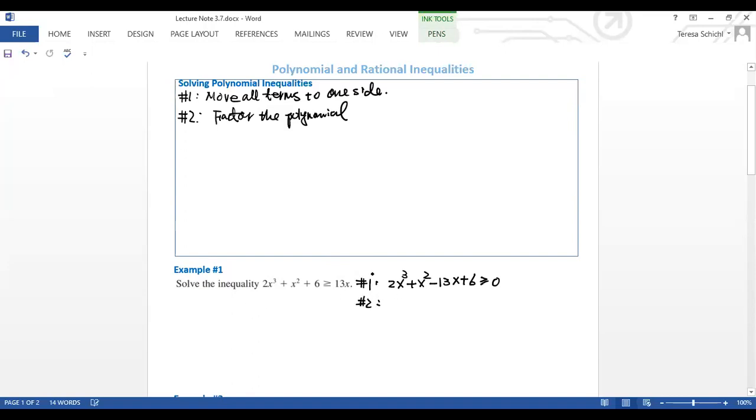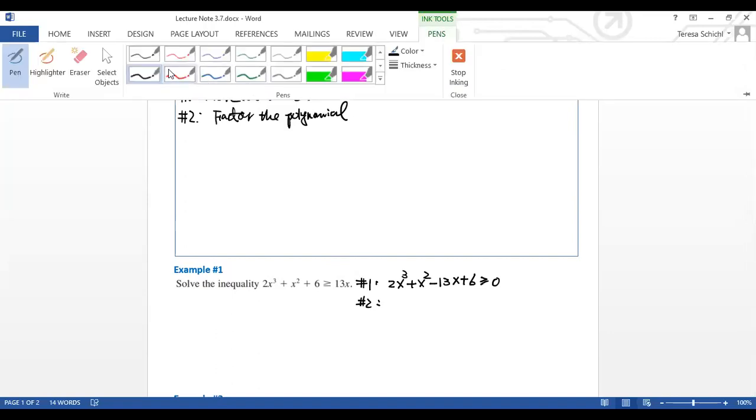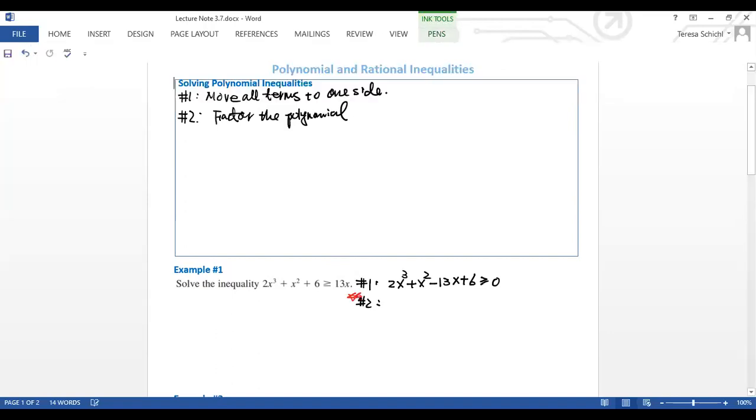Probably for these topics, the hardest step is how to factor. Especially if we have higher degree polynomials, a lot of the time it's just trial and error. It's very difficult to spot how to factor. There are a couple of tricks here. They don't always work, but they probably will. One of the things you can try is to add all the coefficients.